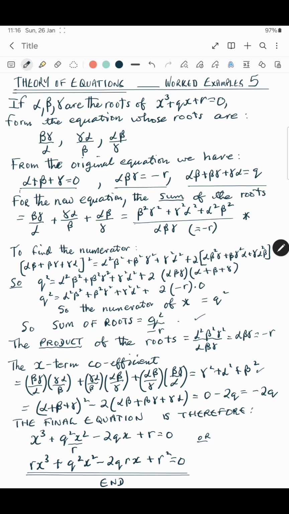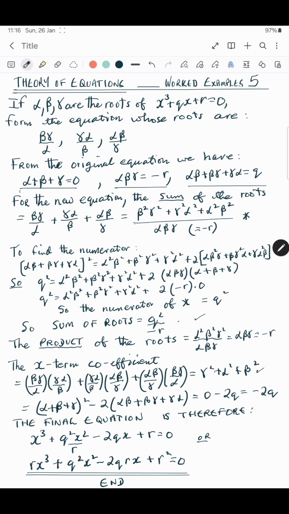The first of those terms is 0, and the second is minus 2 times q. And the q we get from the original equation. So that comes to minus 2q. And so our final equation is therefore x cubed plus q squared over r, because that's got to be the negative of the sum of the roots, then minus 2qx and plus r, because that's got to be the negative of the product of the roots.